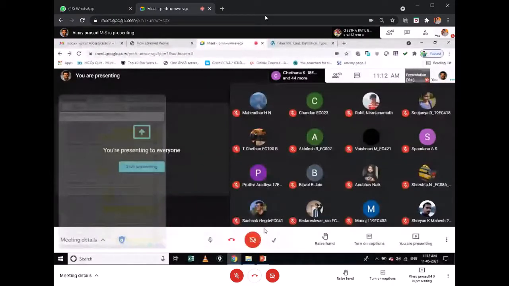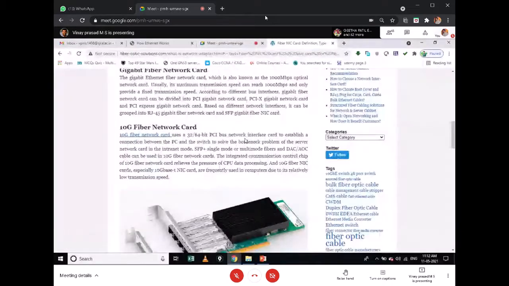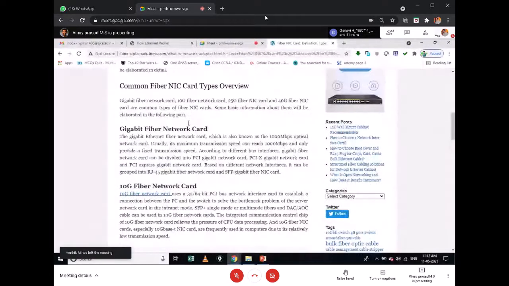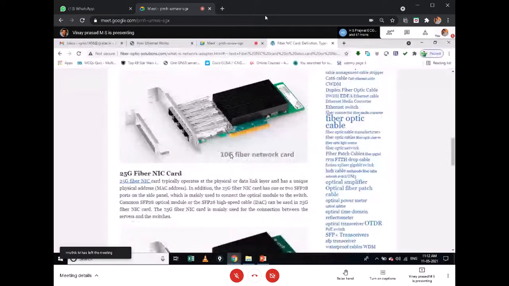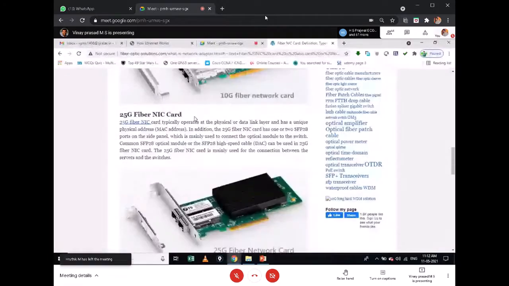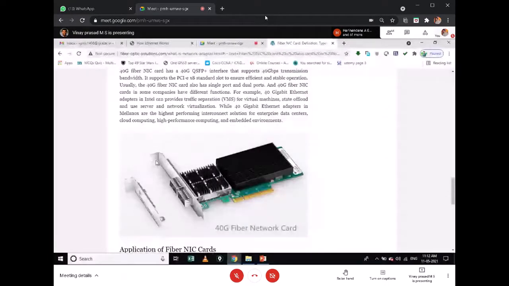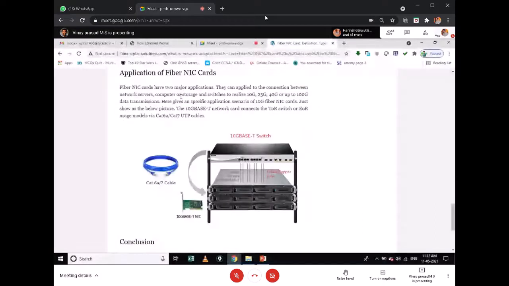You can see 10 gigabit fiber Ethernet cards. There are so many different types of NICs in fiber. You will get a 25 gigabit Ethernet card, and for 40 GB as well. There are so many applications where we actually use these NIC cards. Your switch would also support these fiber NICs.